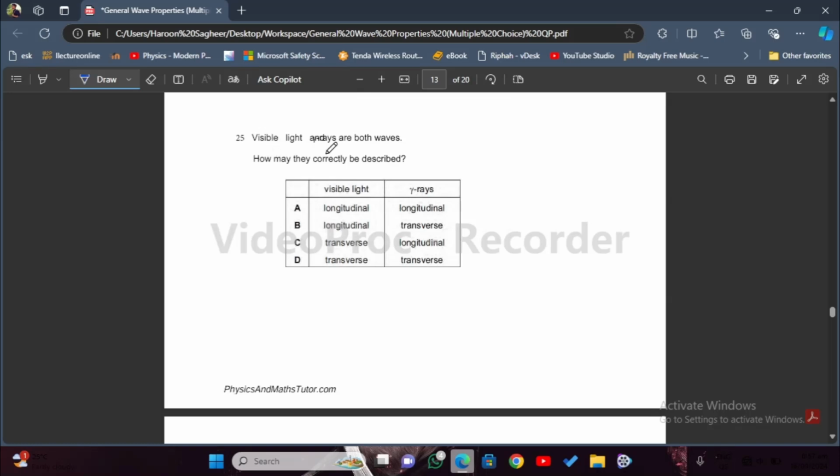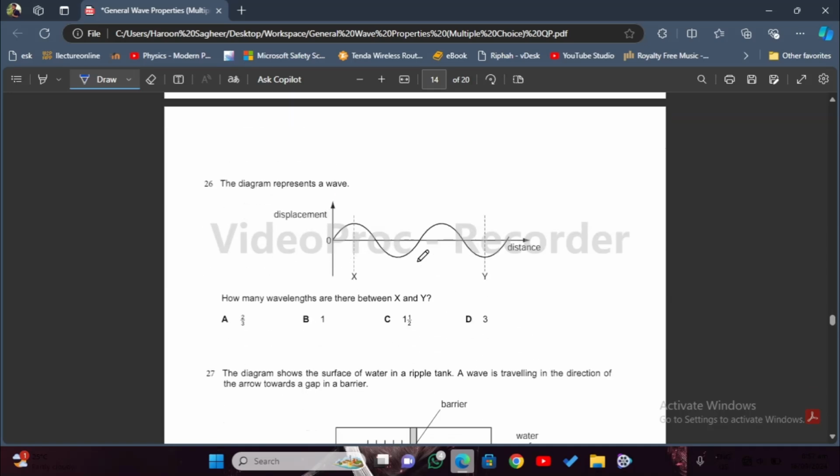Right, visible light and gamma rays are both waves. How may they correctly be described? Well, visible light is a transverse wave and gamma rays, they are transverse too. So option D is correct.